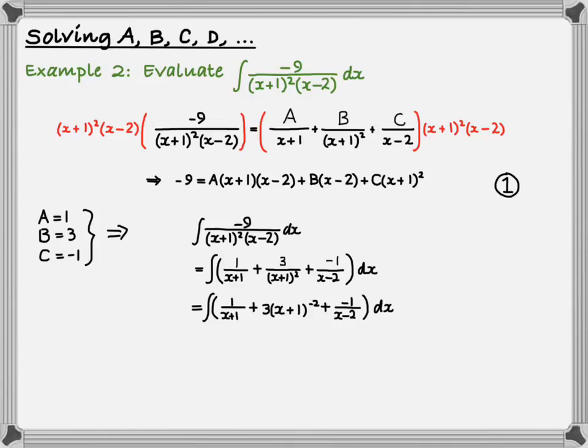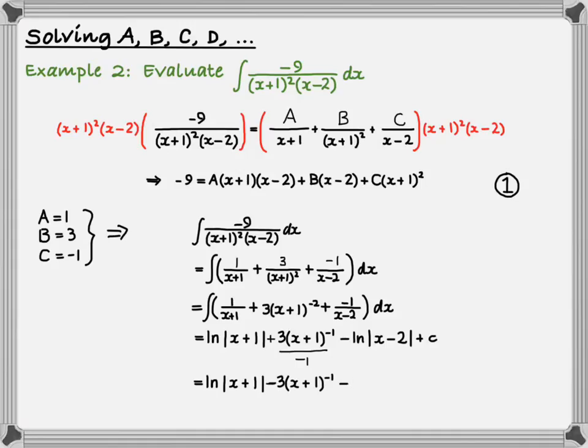Now we are ready to integrate, so that will give us ln of absolute x plus 1 plus 3 times (x plus 1) to the power of negative 1 over negative 1 minus the ln of absolute x minus 2 plus C, which can be simplified to ln absolute x plus 1 minus 3(x plus 1) to the power of negative 1 minus the ln of absolute x minus 2 plus C.